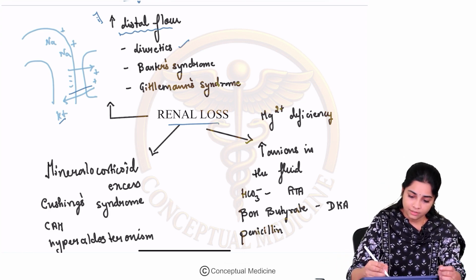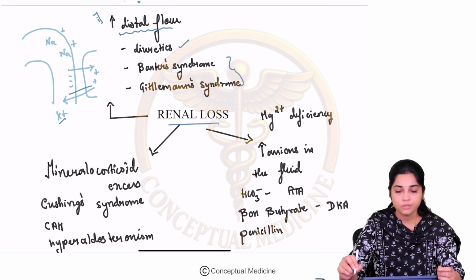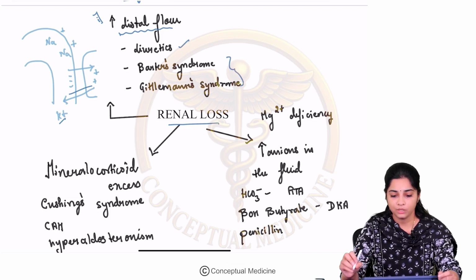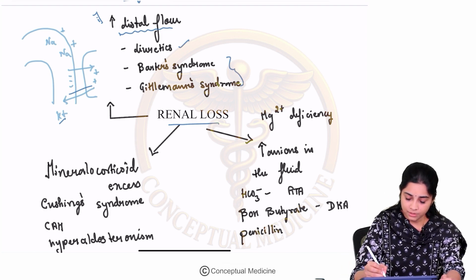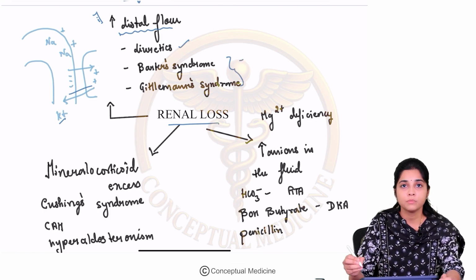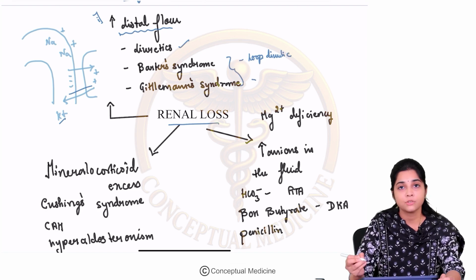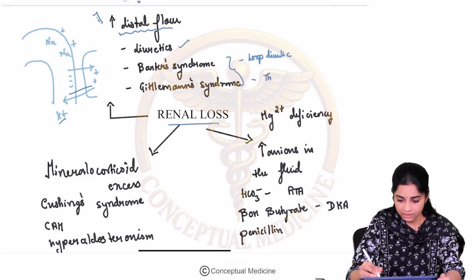Okay, fine. Then there are two syndromes that you should be knowing, which is your Bartter syndrome and your Gitelman syndrome. Okay, remember that Bartter syndrome is similar to that of a loop diuretic and Gitelman syndrome is similar to that of a thiazide diuretic.